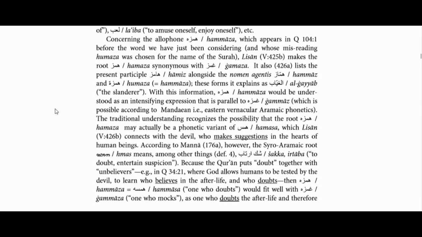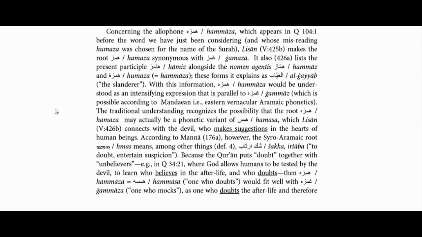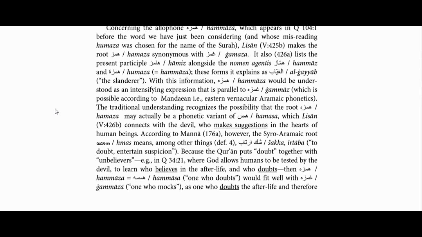Concerning the allophone, hamaza, which appears in Quran 104:1, before the word we have just been considering and whose misreading, humaza, was chosen for the name of the surah, Lisan v 42:5b makes the root hamaza synonymous with gamaza. It also, 42:6a, lists the present participle hamiz alongside the nomen adjunctus hamaz and humaza. These forms it explains as al-gayab, the slanderer. With this information, hamaza would be understood as an intensifying expression that is parallel to gamaz, which is possible according to Mandaean, i.e. Eastern Vernacular Aramaic phonetics.